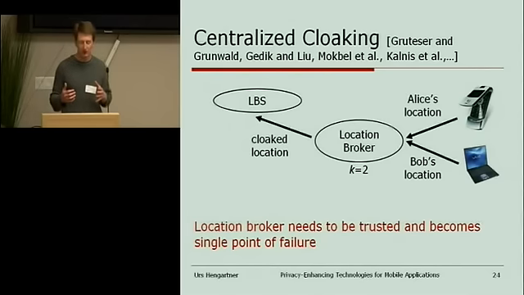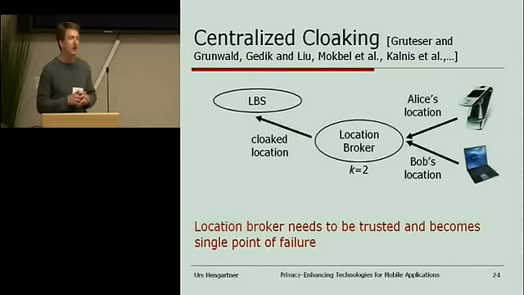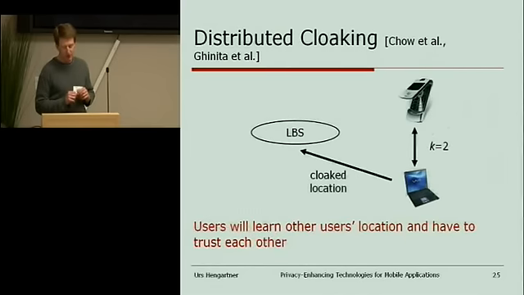The location broker knows all the time where everybody is, and as we saw a few minutes ago for the first application that I talked about, that's not what we want. Some more recent approaches have suggested to get rid of the trusted location broker by introducing distributed cloaking.